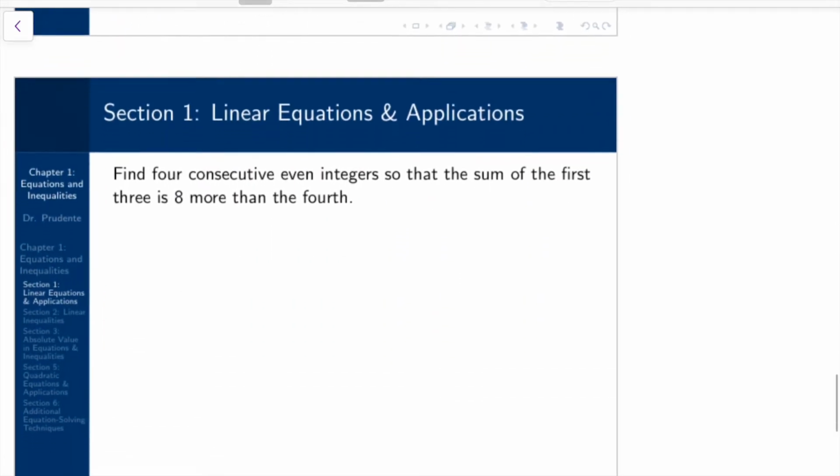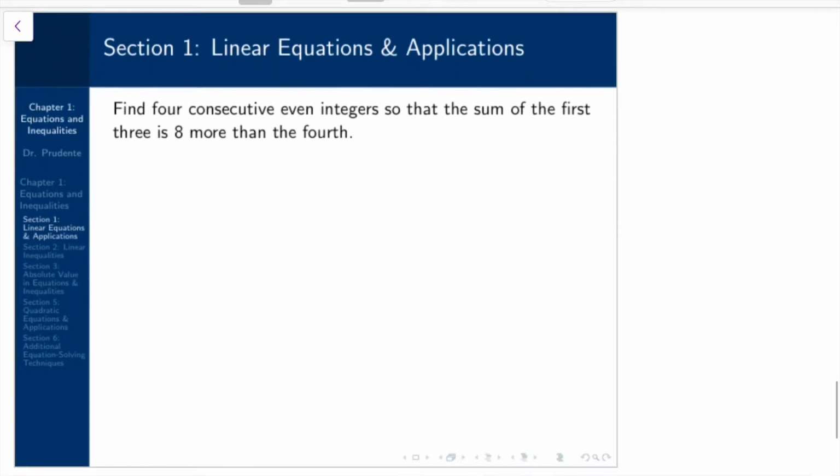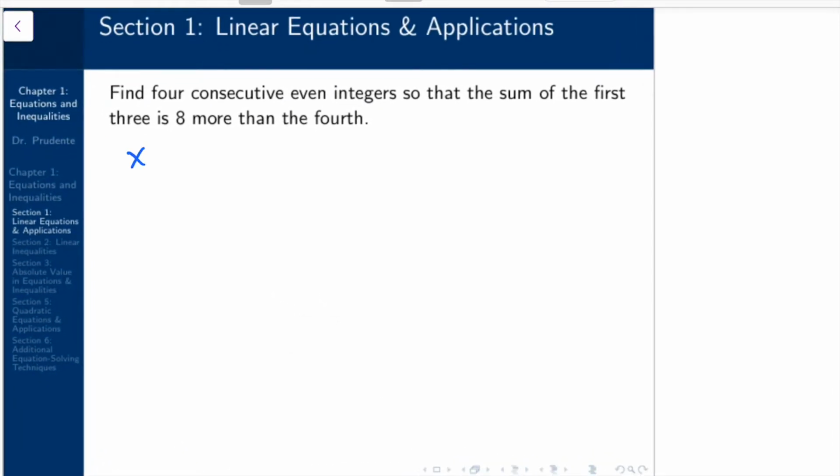So let's take an example, right? We want to find 4 consecutive even integers, so the sum of the first 3 is 8 more than the fourth, right? So what would that look like? I want 4 consecutive even integers. So for me, if I want to find an even integer, I can let the first one be x, right? That's going to be my first. What's my second even integer going to be then? Well, like we said before, I want to pose this as a version of x.